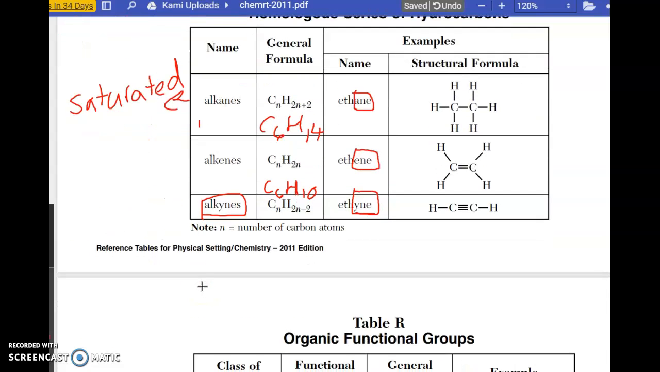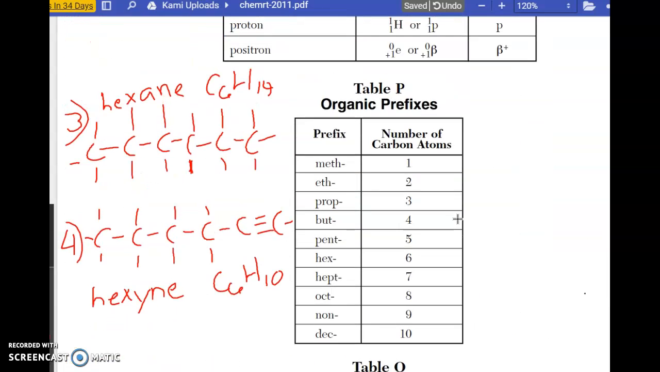And these two guys will always be unsaturated because the double bond or triple bond is hindering you from having more hydrogens. You could have more hydrogens here, but you don't. So this guy is considered to be saturated, and this guy is considered to be unsaturated.